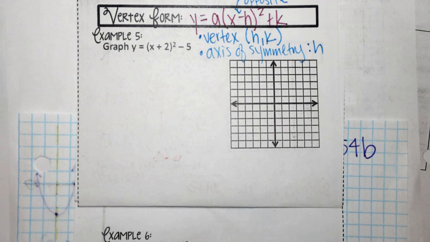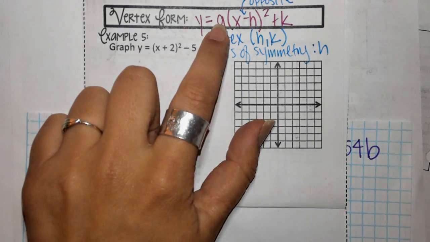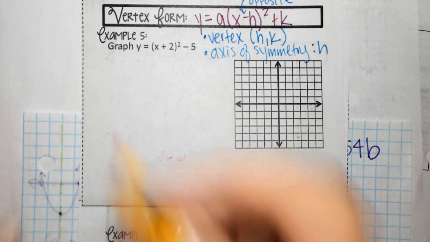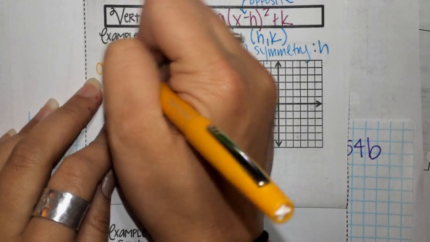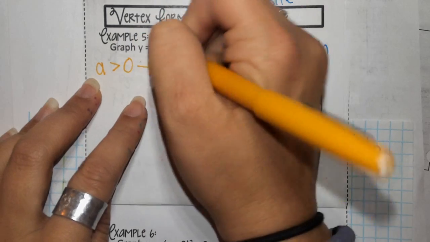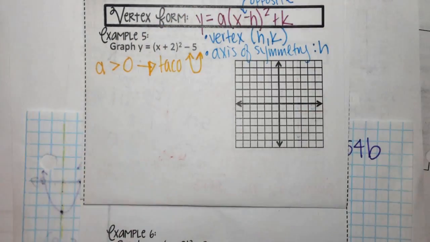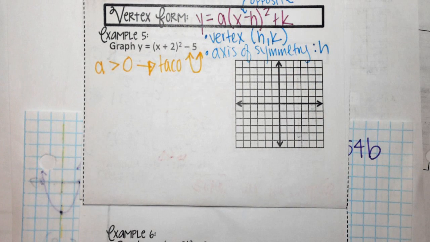Now, our rules of the positive and negative and having a taco versus a snow cone still apply. So if a, the number out front, is positive, are we going to have a taco or a snow cone? A taco. So if a is greater than 0, it's a taco, which means it opens up.